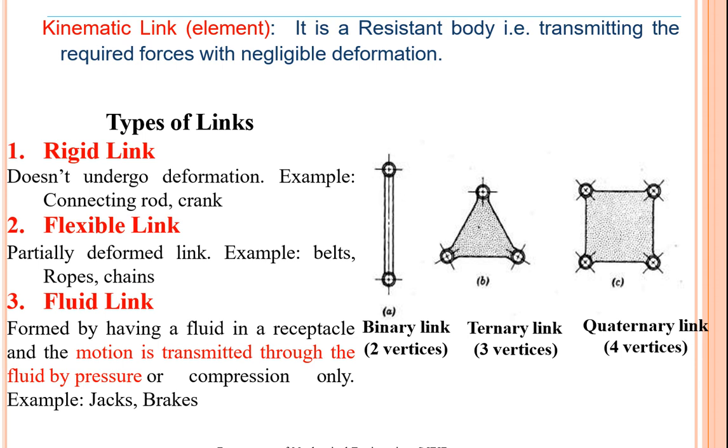So here also you can see binary links, ternary links and quaternary links. Based on the type of link we see here, if it's a binary link, there are two vertices. If it's a ternary link, there are three vertices. If it's a quaternary link, there are four vertices. So you can have connectivity to different links based on the number of links we can have. So here what is shown is that we can attach different links so that the transmission happens.